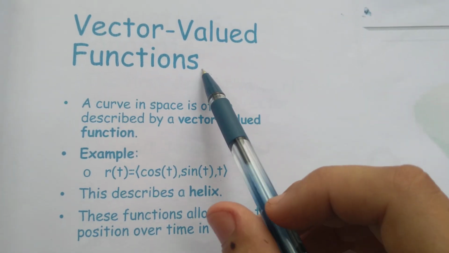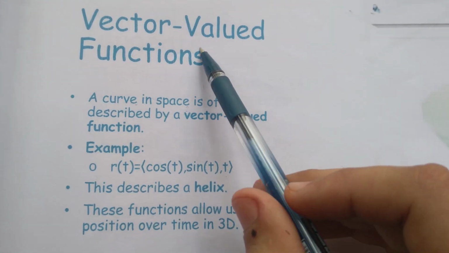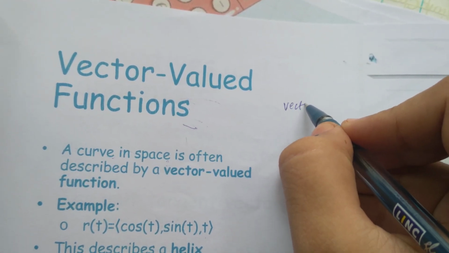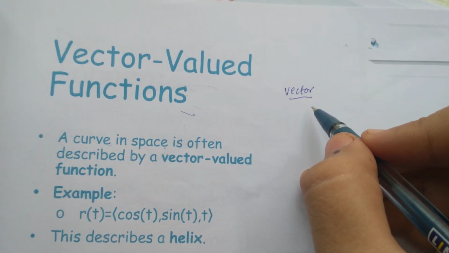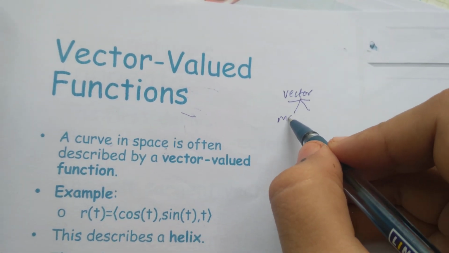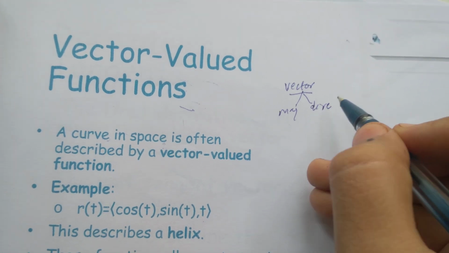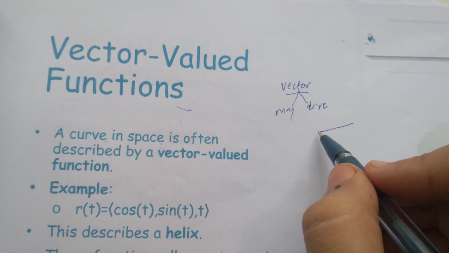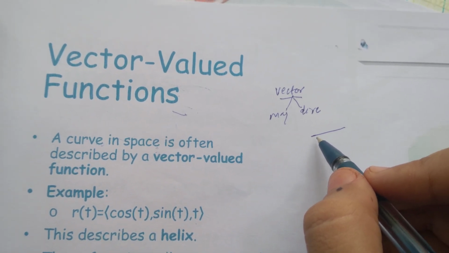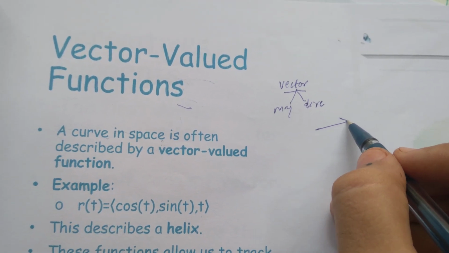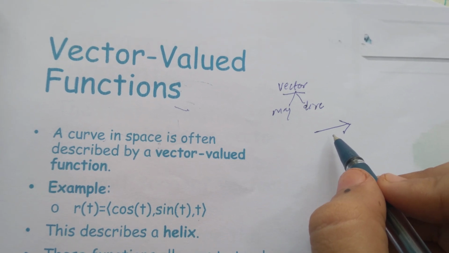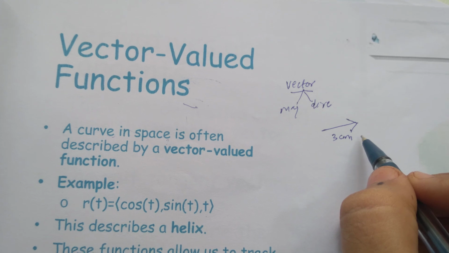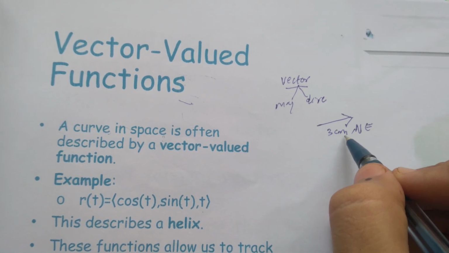Earlier we discussed that a curve is a vector valued function. A vector is anything which has magnitude as well as direction. Suppose this is a line segment. This doesn't have a start or end. So if I give it a direction, if I say this is 3 centimeters in the northeast direction, it is a vector.